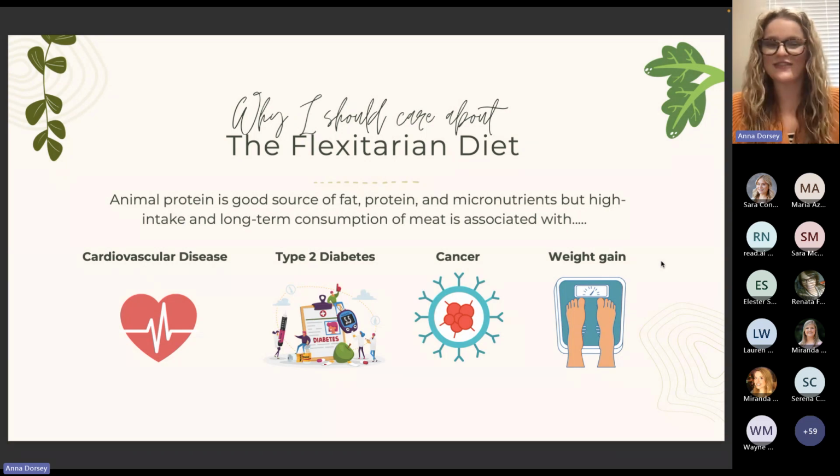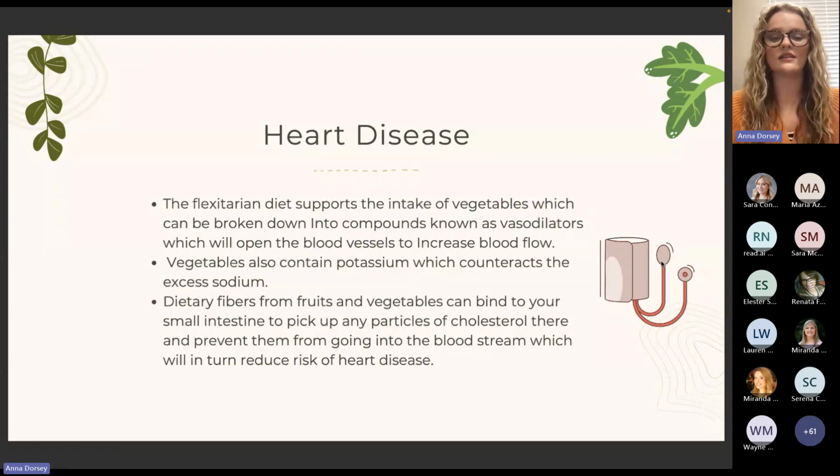So again, just to emphasize, this is not an elimination of animal protein because animal protein is a really great source of nutrients. However, we do see that with the high intake and with a long-term consumption of meat, it is associated with inflammation, which then can cause these chronic diseases. So we're going to dive in a little bit deeper to each one of these chronic diseases that is a result of inflammation.